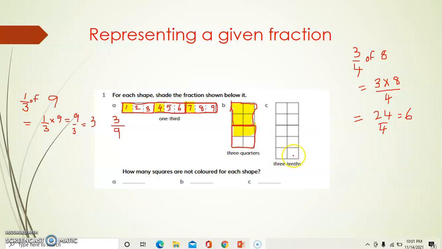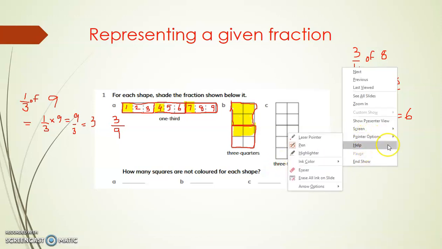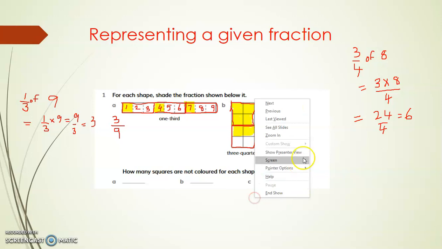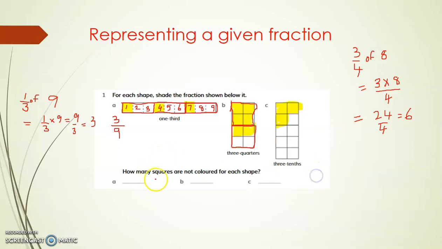Now, 3 tenths. This is very easy. 10 എന്താണെന്നുണ്ടെങ്കിൽ അതിൽ 3 parts. 1, 2, 3, 4, 5, 6, 7, 8, 9, 10. അപ്പോൾ ഇവിടെ എത്ര പാർട്ട് ഷെയ്ഡ് ചെയ്യണം? Here we have to shade 3 parts out of it. This is 3/10 of this shape. ഈ ഷേപ്പിന്റെ 3/10 ആണ് ഇവിടെ പറഞ്ഞിരിക്കുന്നത്. 3/10. Now, the next part of the question is, how many squares are not colored for each?